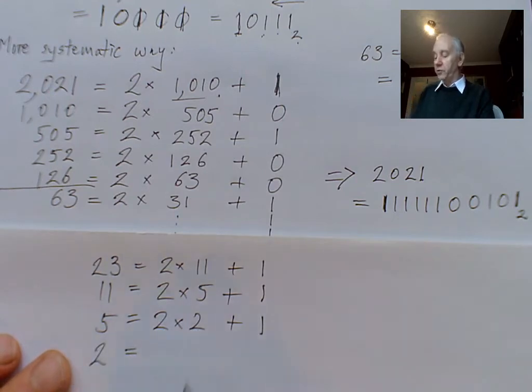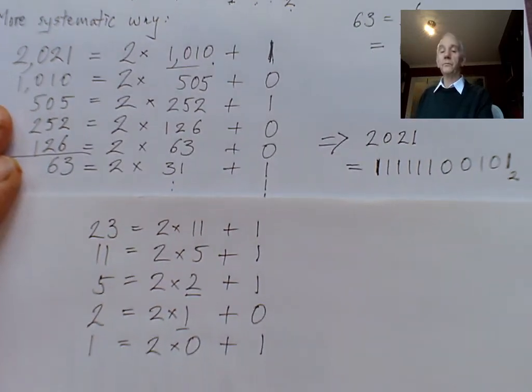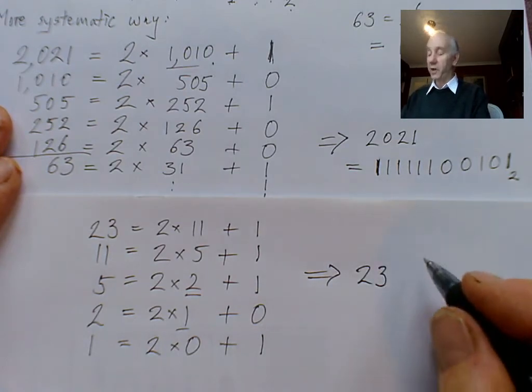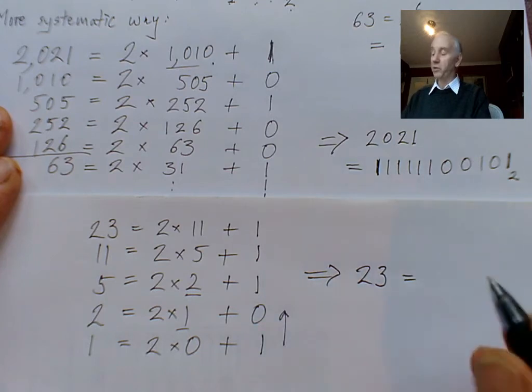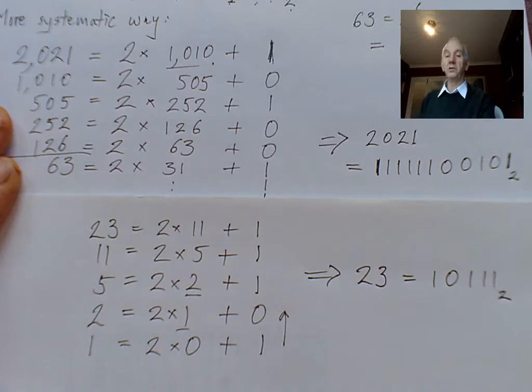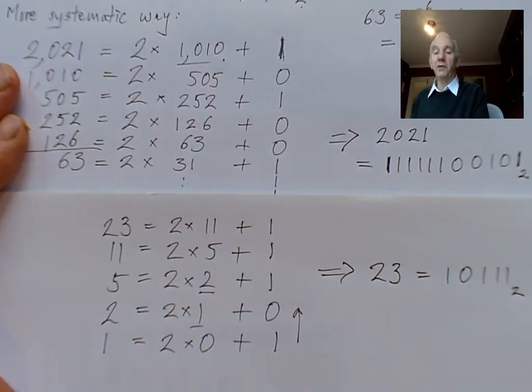2 is equal to 2 times 1 plus 0. And then finally, as I said before, the last line is going to be the quotient 1 is equal to 2 times 0, obviously, plus 1. Okay, so this tells you, as we already knew, of course, that 23 is equal to, reading up from the bottom, 1, 0, 1, 1, 1 to base 2, which is what we found before. So that is the systematic way of finding binary expansions.